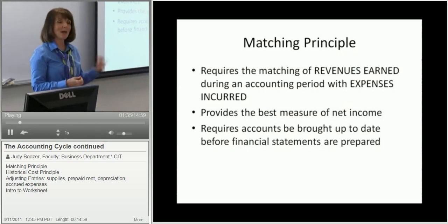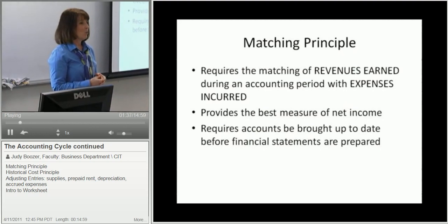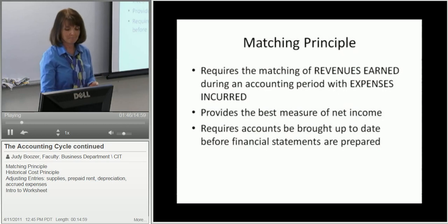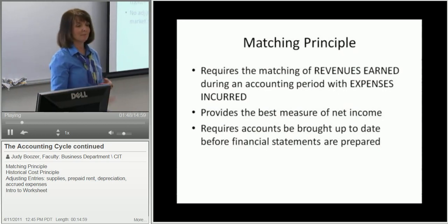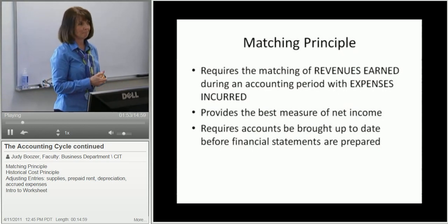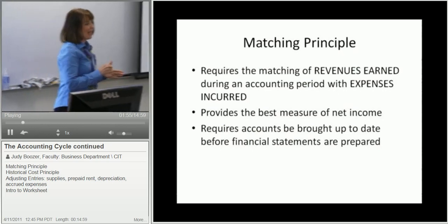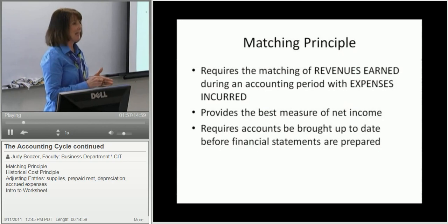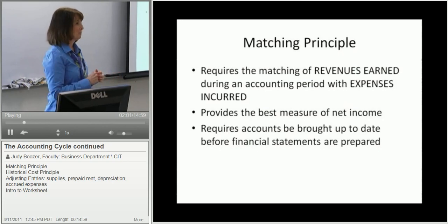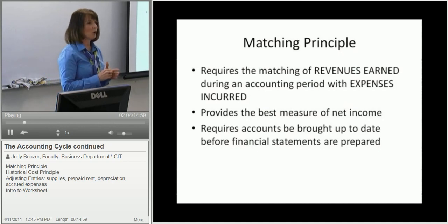So again, the matching principle. When you make money from the business, the expenses associated with it should be recorded in a timely manner for your financial records. The next one, historical cost principle. When you buy an asset, it is recorded at the price that you paid, or the cost of that asset.